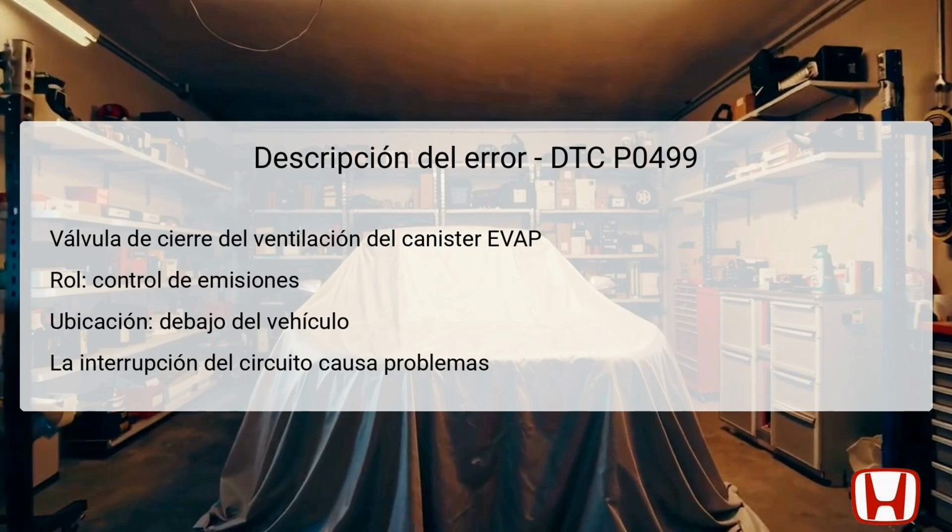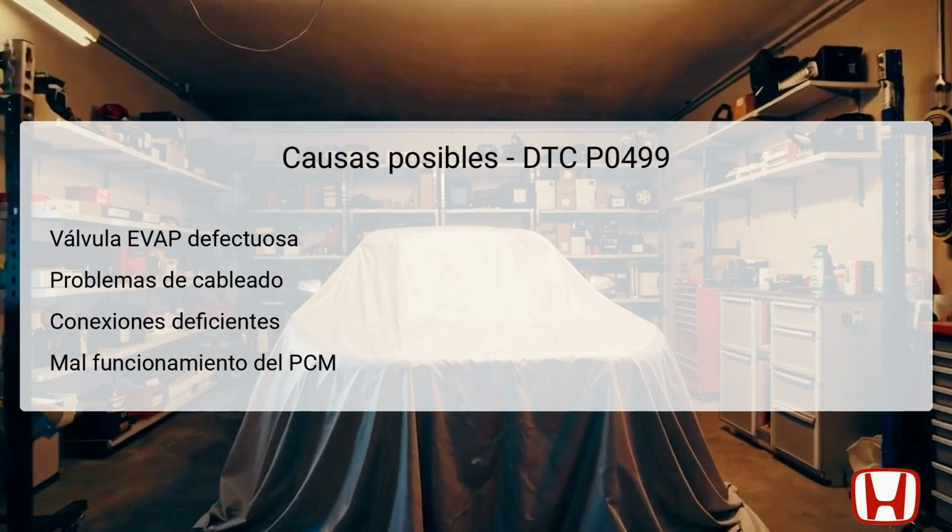If this valve does not operate correctly, it can lead to increased emissions, affecting both vehicle performance and compliance with environmental standards. Understanding its role and location can help in the troubleshooting process and ensures that you are examining the right components first. There are several possible causes for the P0499 DTC.